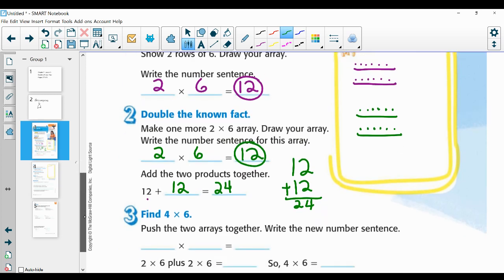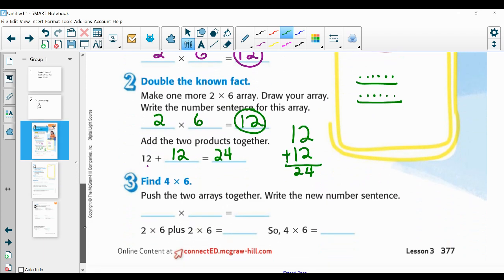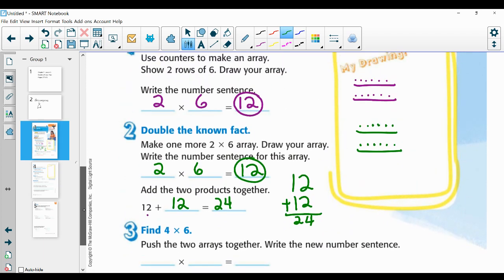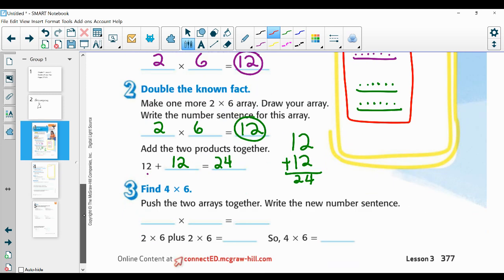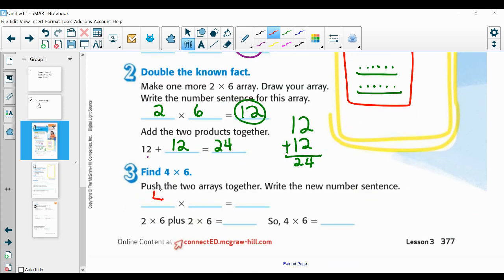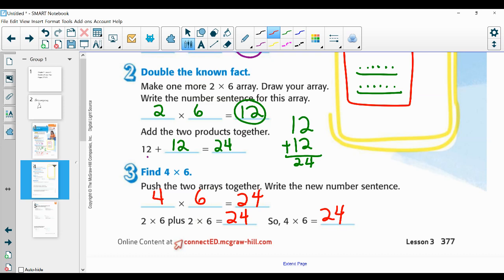Okay, so now we find 4 times 6. We're going to push the 2 arrays together. So we're going to look at these arrays together like this. Now it is 4 rows of 6. So 4 rows of 6 equals 24. 2 times 6 plus 2 times 6 equals 24. So 4 times 6 equals 24.